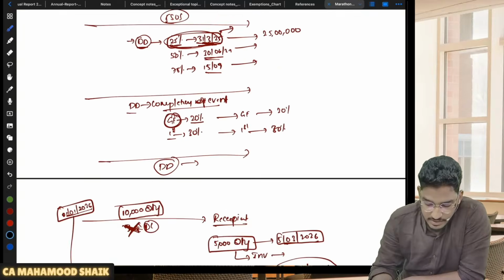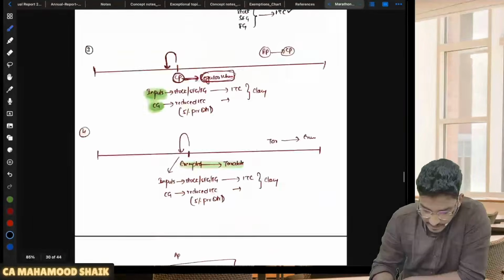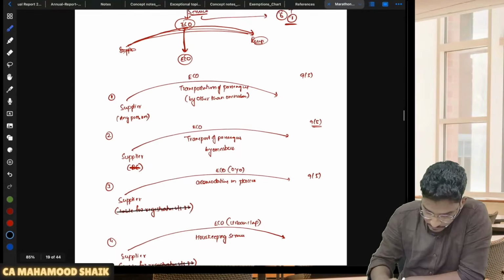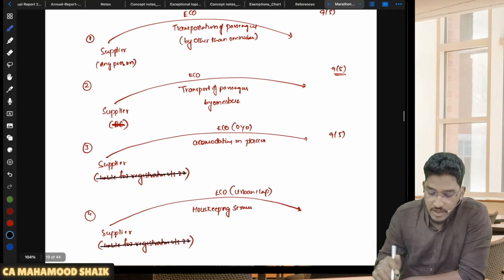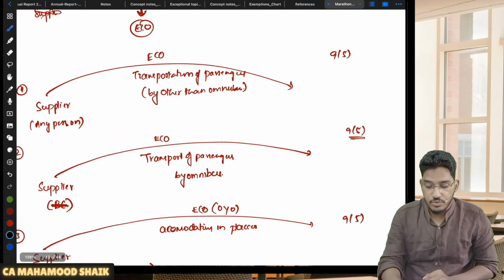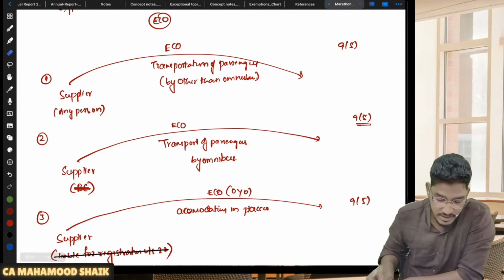Sir, what are those 6 services which are notified, sir? Let me try to explain that to you. Here we have the list. So there are 6 services which are notified under 9 subsection 5. If these services are getting supplied through the e-commerce operator, the e-commerce operator will be liable to pay the amount of GST.